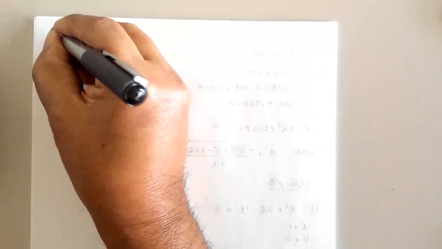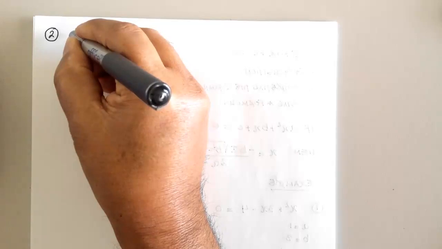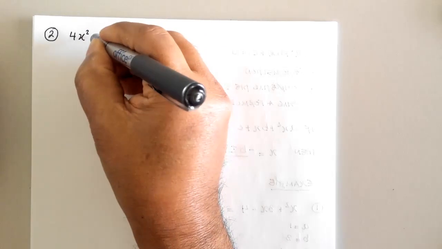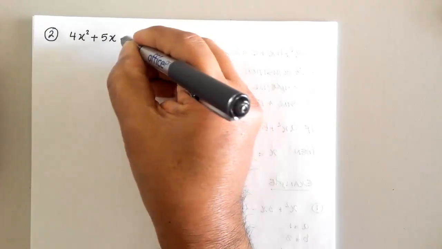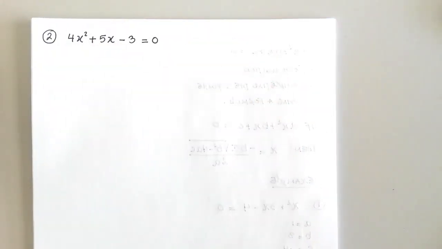Question 2. All right, let's say that we have 4x squared plus 5x minus 3 equals 0. For this one we cannot do factorization probably, but we can also do completing the square. But we're not going to do them. We are going to use the quadratic formula.